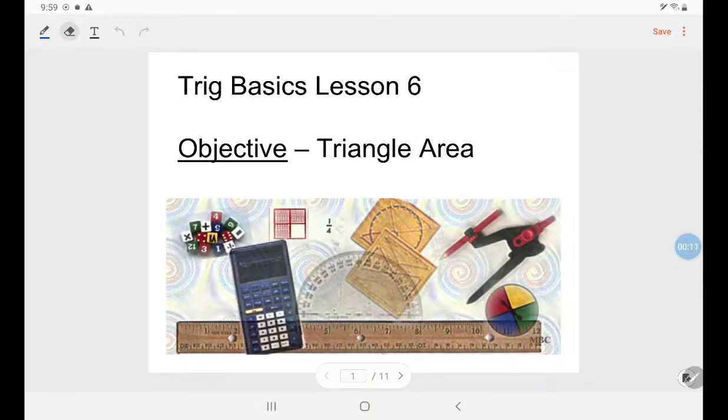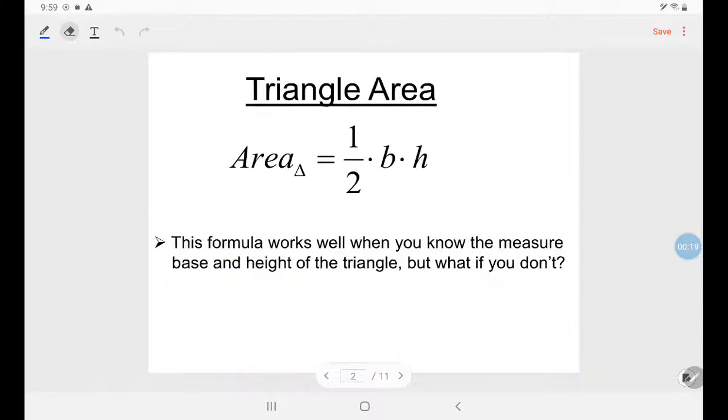It's Trig Basics Lesson 6. We're going to talk about triangle area. Now, the first thing I know you're saying is, I know how to find areas of triangles. We did it in geometry. No, you didn't. What you learned in geometry was a really nice little formula that says the area of a triangle is 1/2 base times the height, where the height and the base meet to form right angles. Works great if you know the measure of the base and the height.